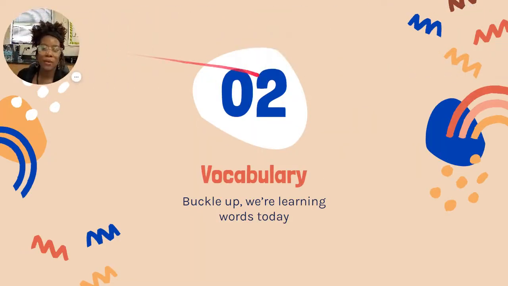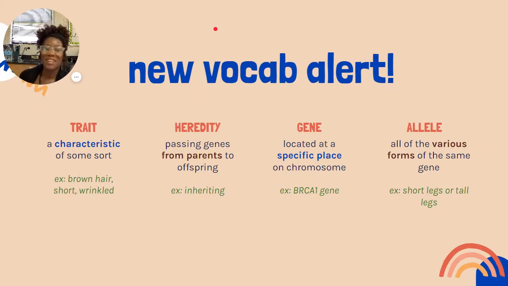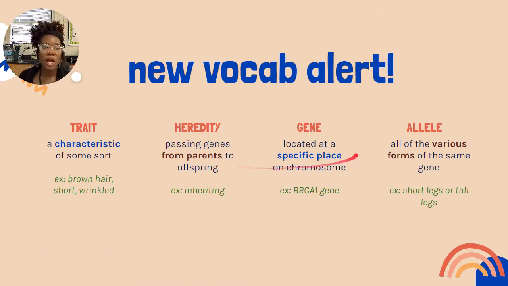Next section, vocabulary. Buckle up because we are learning words today. So new vocabulary alert. Some of this vocabulary we've already known. I just want to make sure that I clarify what this means. So a trait, we all know this, is a characteristic of some sort. So brown hair, short, wrinkled, whatever. Heredity is going to be passing genes from parent to offspring, inheriting something.